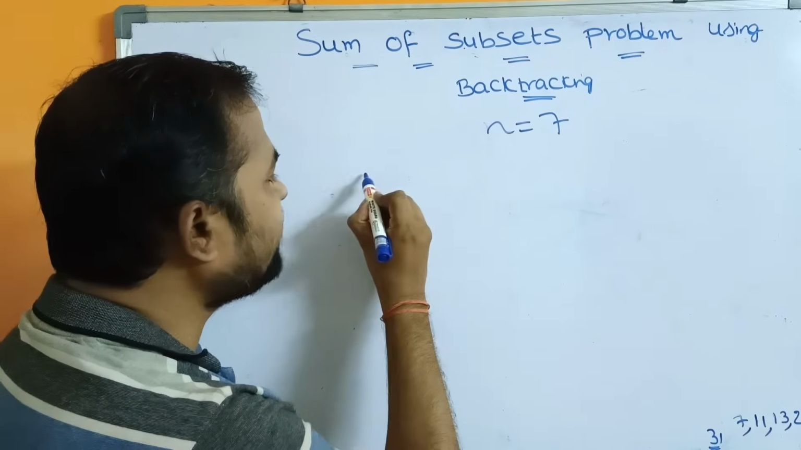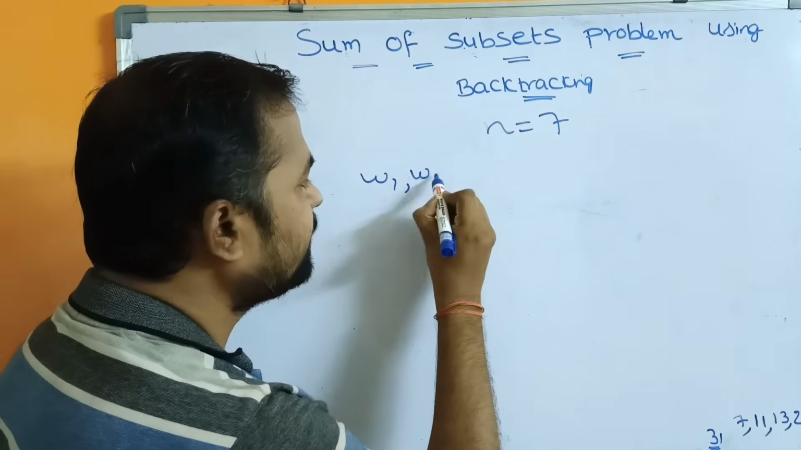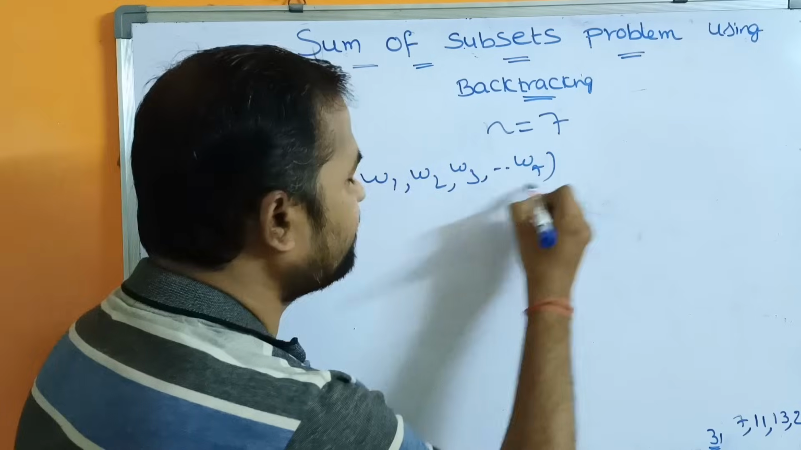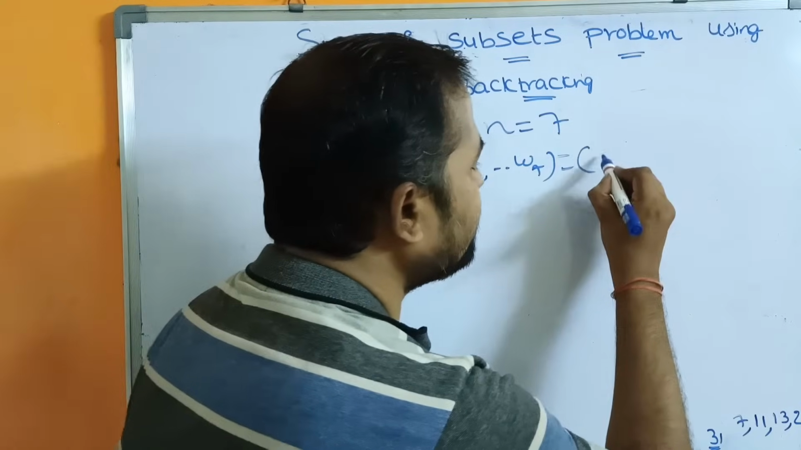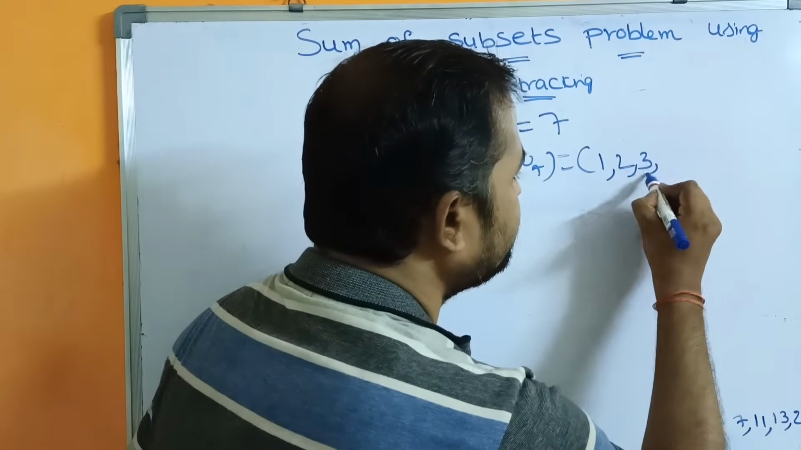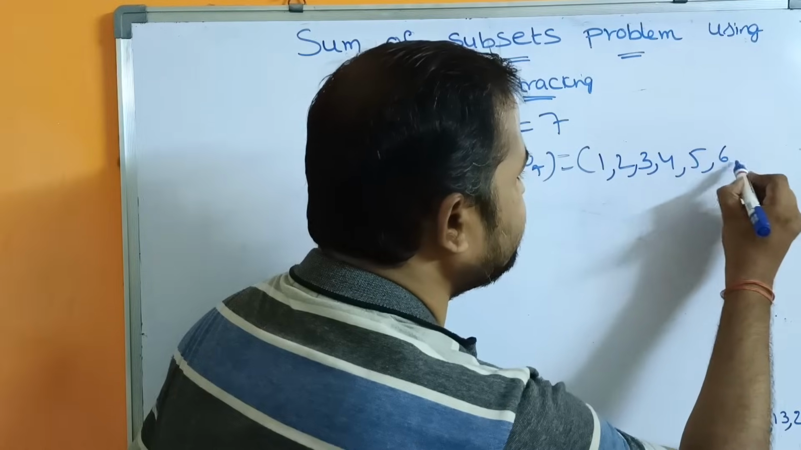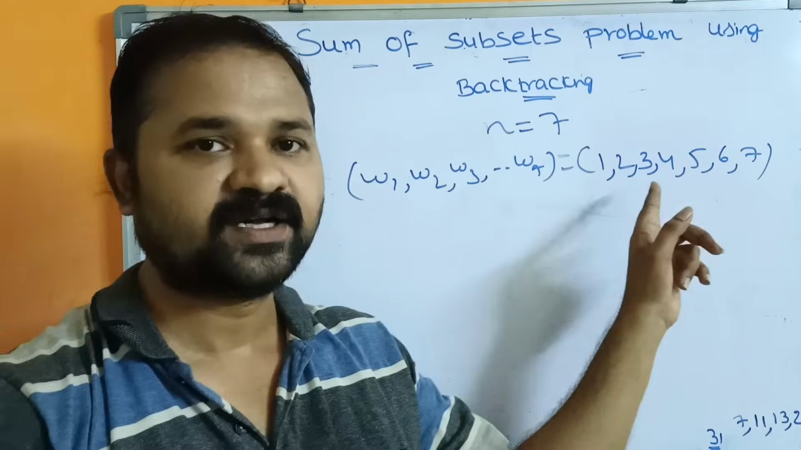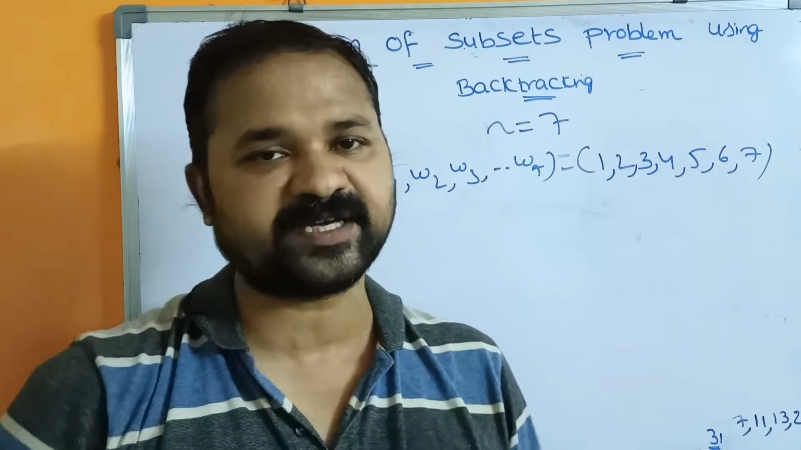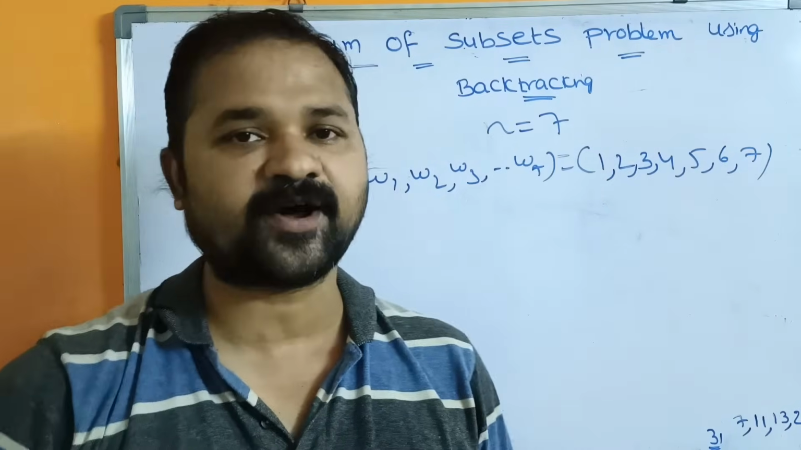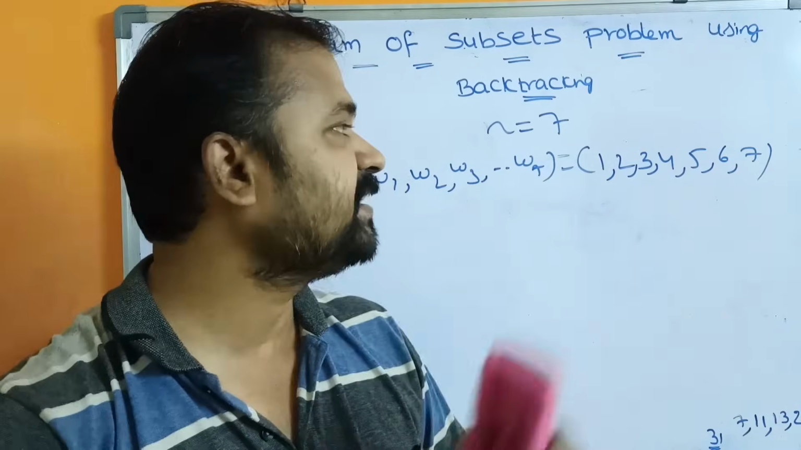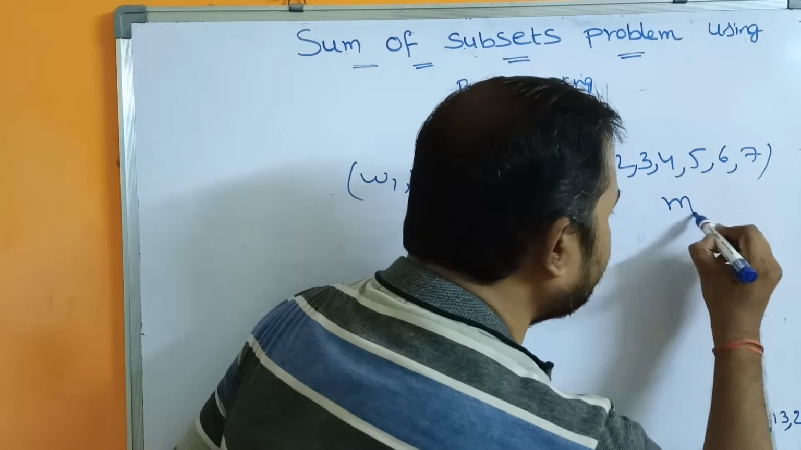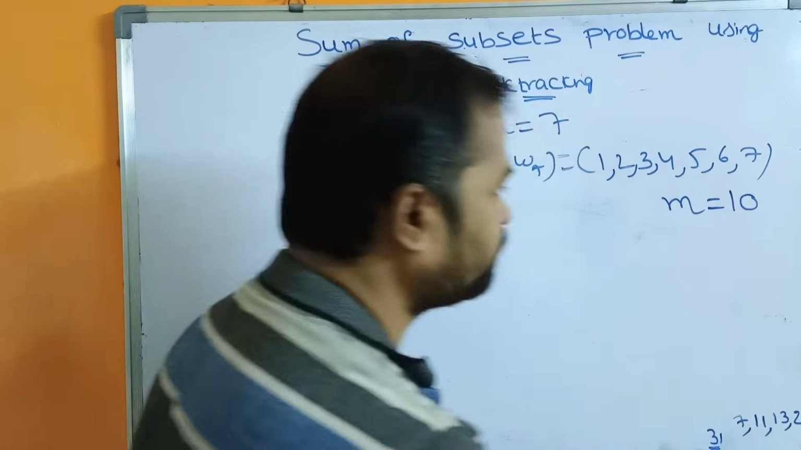Let the weights of the objects be denoted by W1, W2, W3, and so on up to W7. Let the weights be from 1 to 7: 1, 2, 3, 4, 5, 6, 7. Where 1 means the weight of the first object, 2 means the weight of the second object, 3 means the weight of the third object. Likewise, 7 means the weight of the seventh object. Let m be given. Let the value of m be 10.